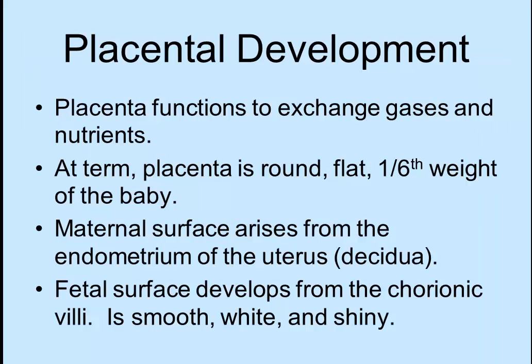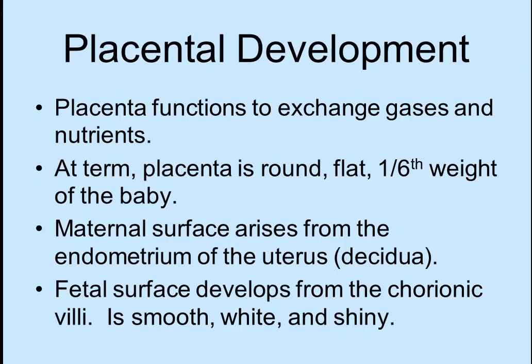At term, the placenta is round, flat, and usually 1/6 the weight of the baby. If the baby were to deliver preterm, initially the placenta is larger than the baby, and as the baby rapidly increases in size, the placenta will not increase in size as quickly.